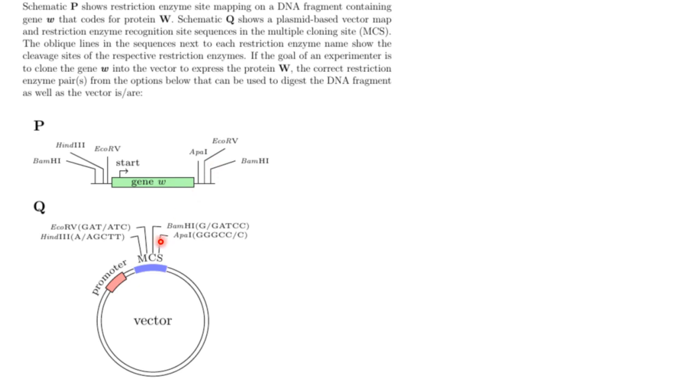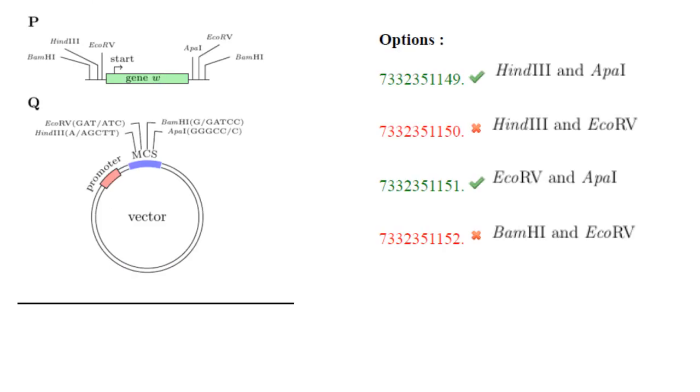Now this is your gene of interest, this is the vector, this is the multiple cloning site of the vector. Now it has got EcoR5, HIN3, BAMH1, APA1. And your gene of interest, that is gene W, also has EcoR5, HIN3, BAMH1, all these restriction sites. So you cut the gene with a restriction enzyme, and with the same restriction enzyme combination, you have to cut your vector also. Only then you will be able to ligate this particular gene into the multiple cloning site of the vector. So that is what they have asked. Now we will see the options.